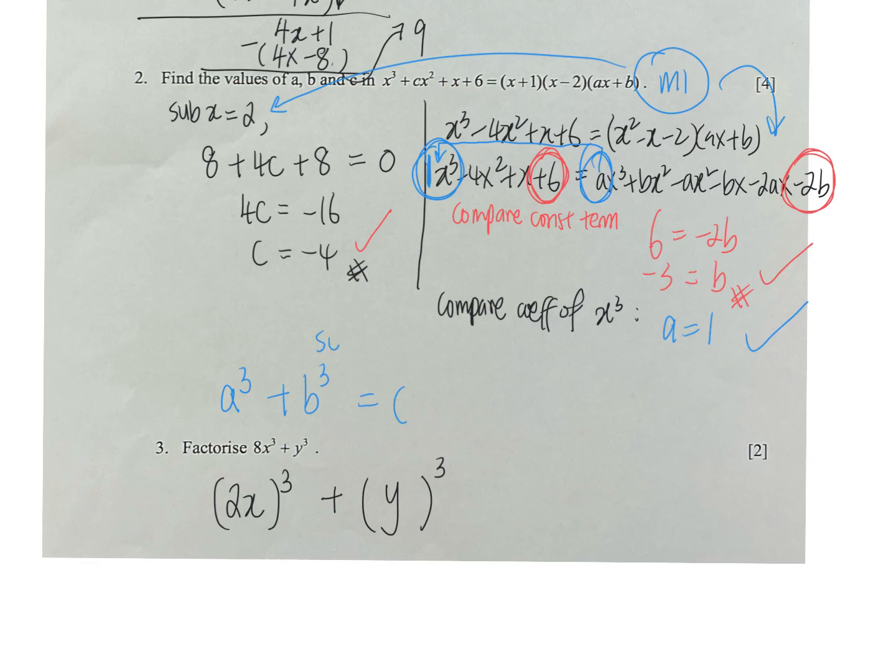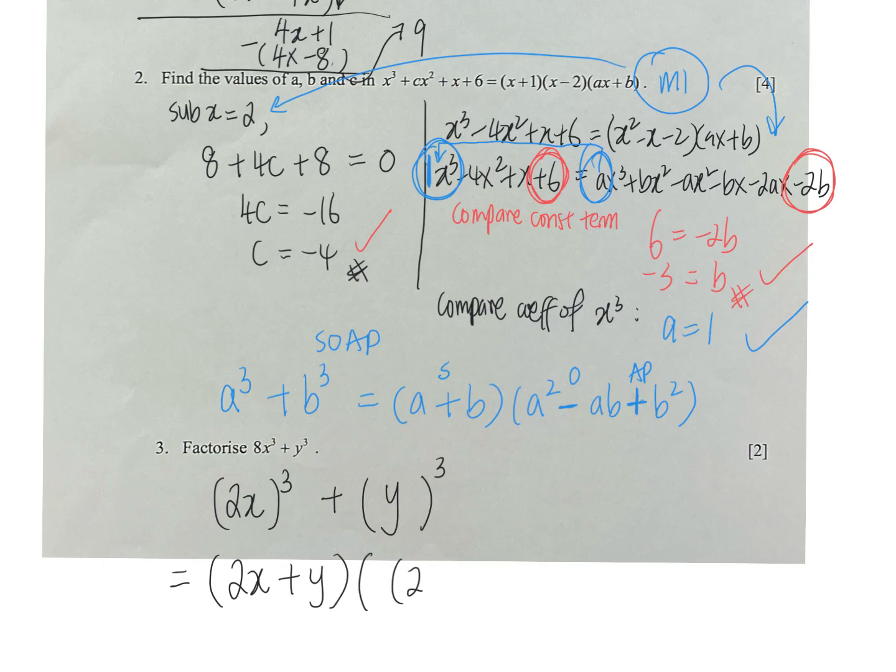Using SOAP, it is a plus b, because this one is the same sign. Then a square, ab, and b square. So opposite sign for this one, so it's minus. The last one is always positive. So if I use this rule, I will get a plus b, and then I need to do a square, minus a times b, plus my b square. So go and simplify.